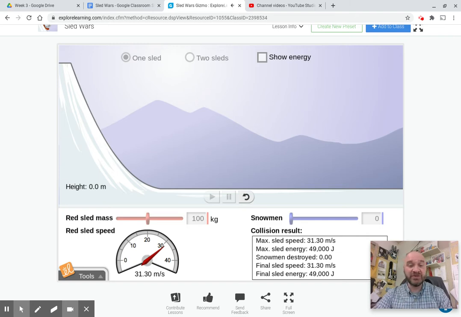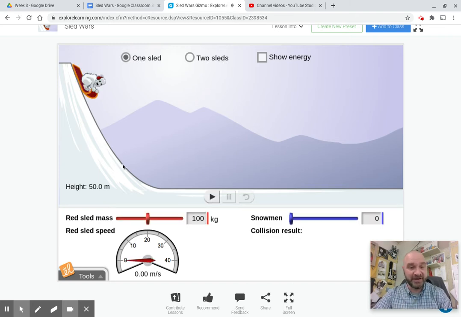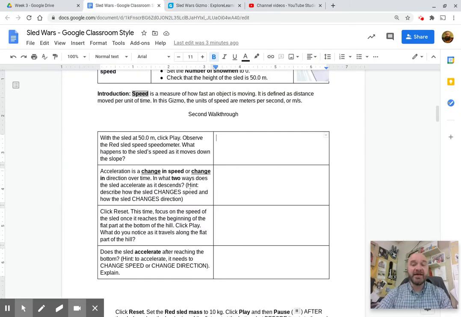All right. Hopefully you should observe. If you need to re-observe, click reset and click play again. You are only paying attention to this part right here. Once the sled hits down here, we're not too concerned. All right. Then this right here is the most missed question in all the years I've been doing this gizmo.